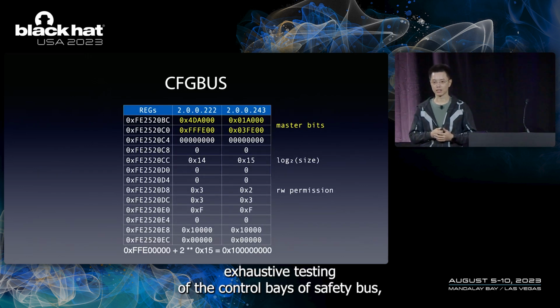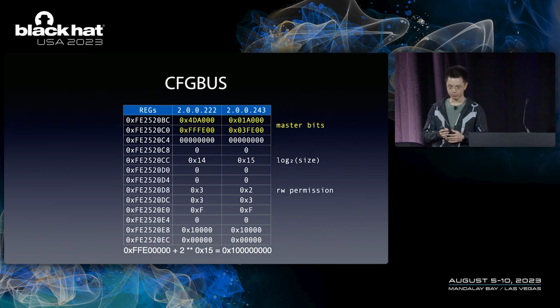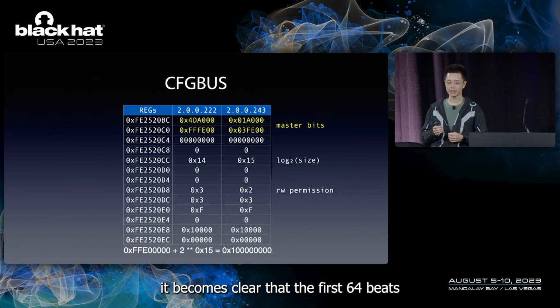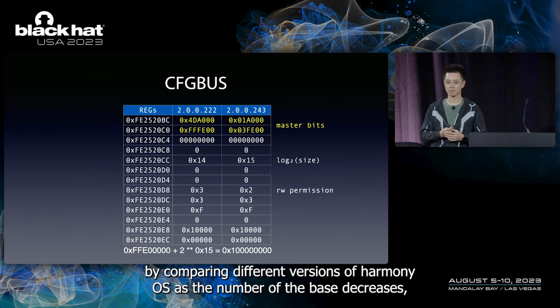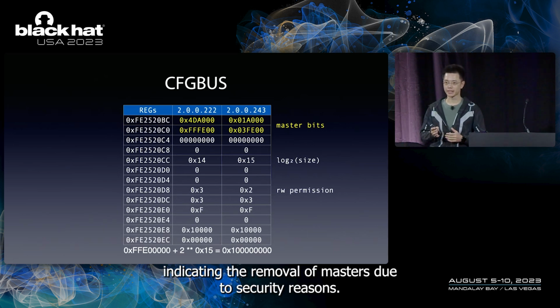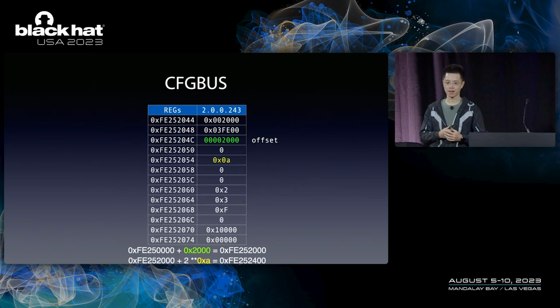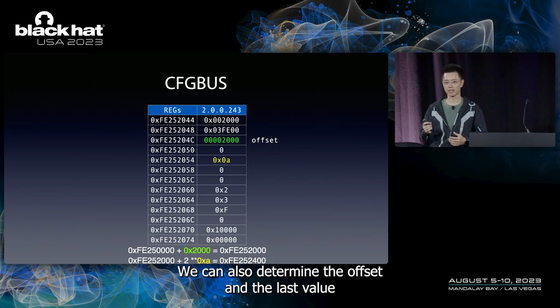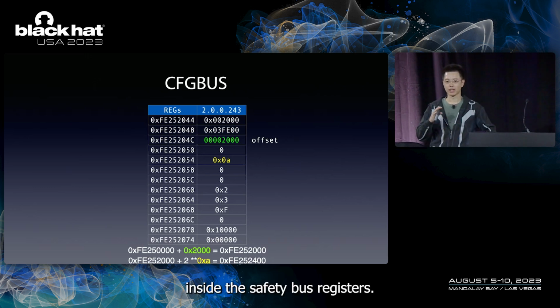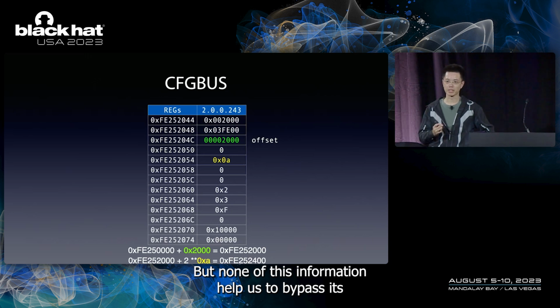After exhaustive testing of the control bits of CFG bus, it becomes clear that the first 64 bits consist of masks for different masters. This deduction can also be made by comparing different versions of Harmony OS, as the number of bits decreases, indicating the removal of masters due to security reasons. We can also determine the offset and the length value inside the CFG bus registers, but none of this information helps us to bypass its mitigation.